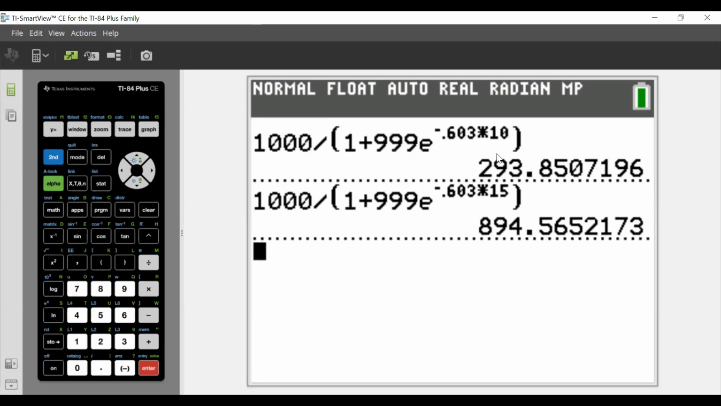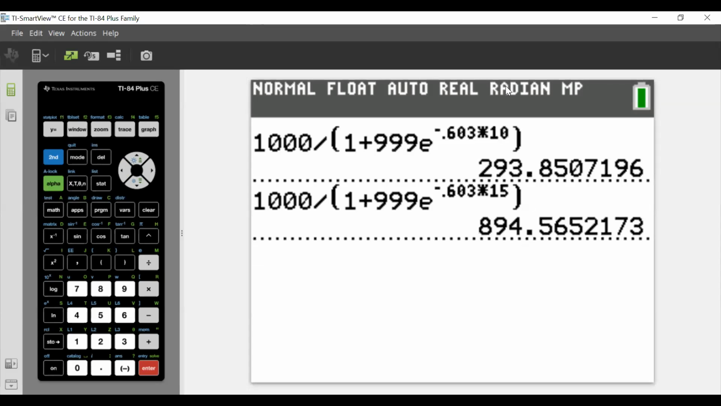And now, 5 days later, it went from 293 people to 894.56. So F of 15 then was 894.565, which is approximately 895 people.